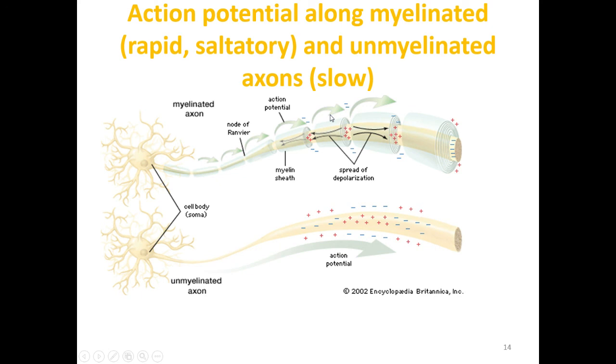The speed of transmission along an axon that has myelin sheath is a lot faster than the speed of transmission along an axon without myelin sheath. Next, we will see how the action potential gets converted to a chemical signal and gets transmitted to another cell.